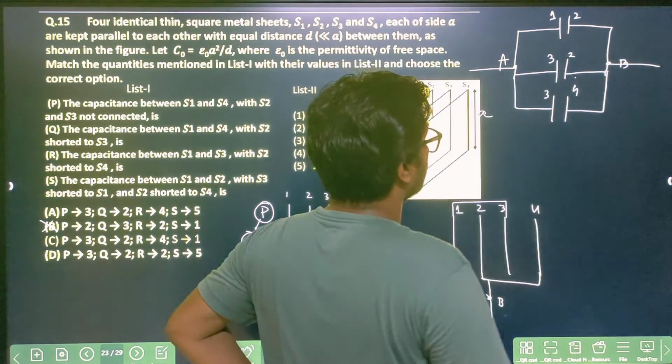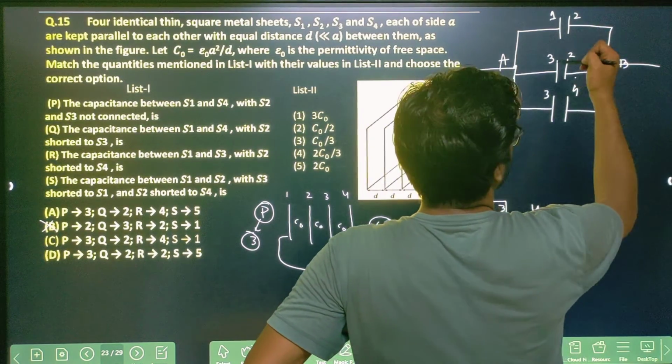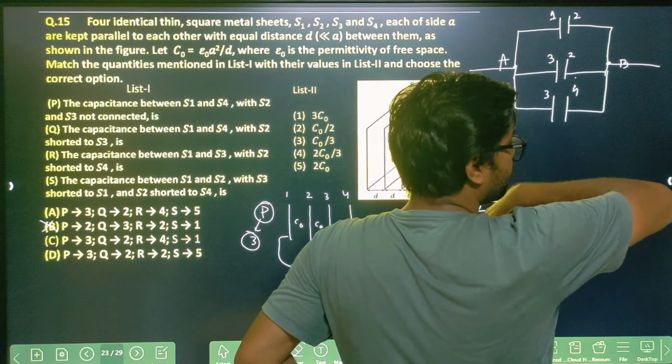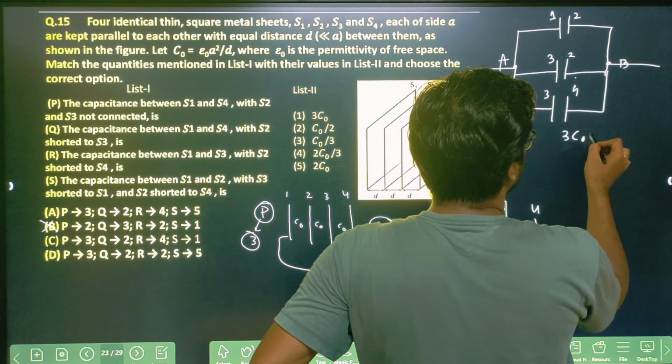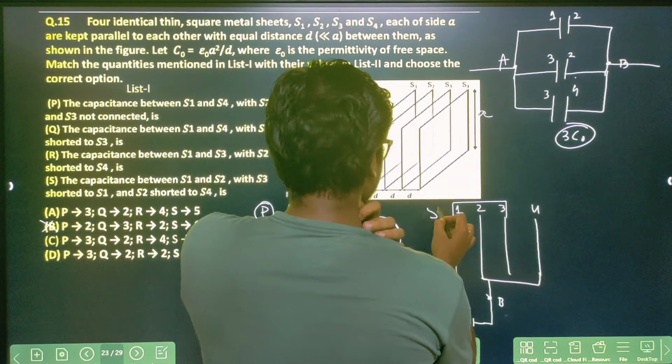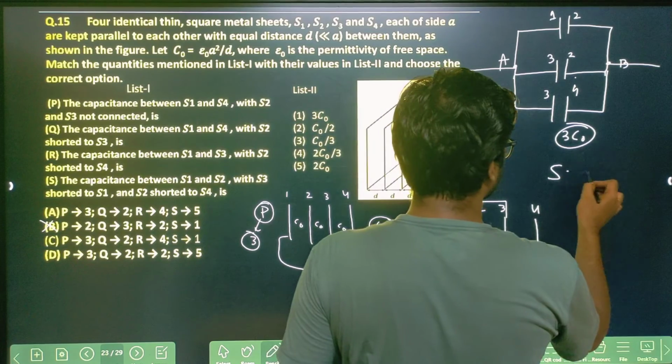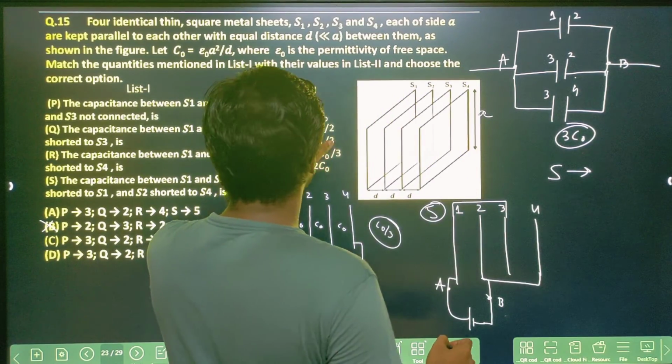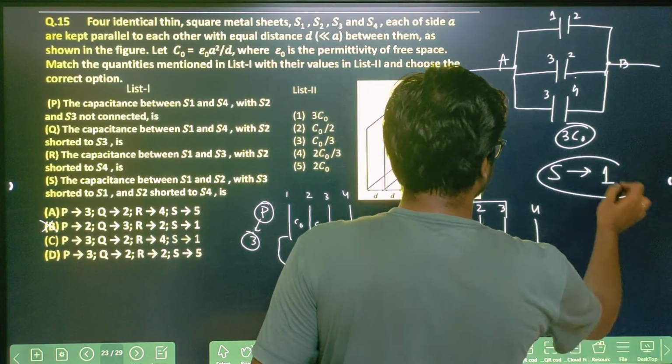Clear? So this will be C0, this will be C0, this will be C0. All are in parallel. So equivalent will be 3 C0. So S is 3 C0. You are seeing S, right? So S will be your 3 C0. So 3 C0 is which one? 1. S is matching with 1.